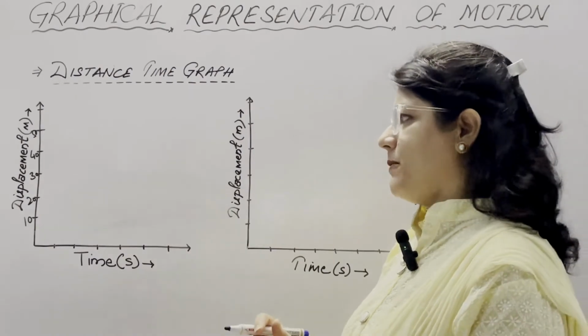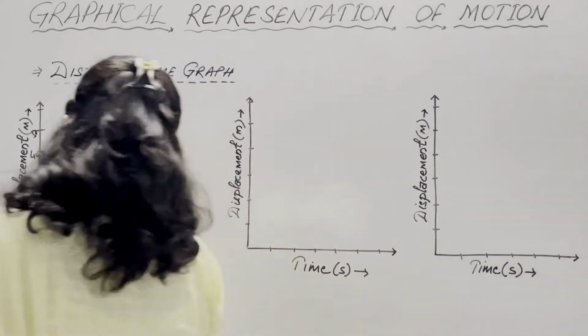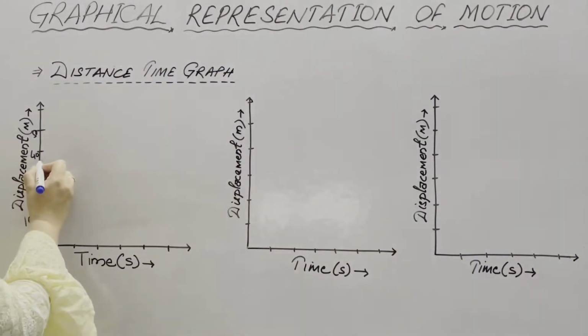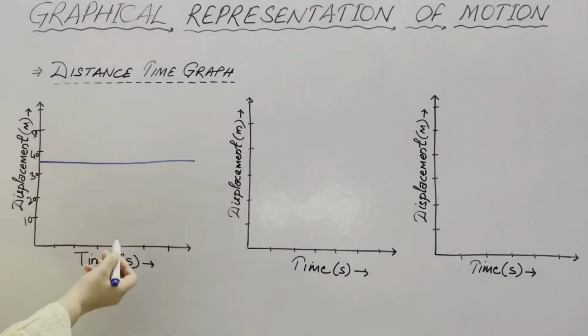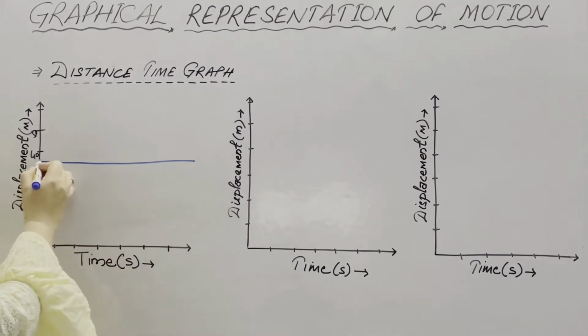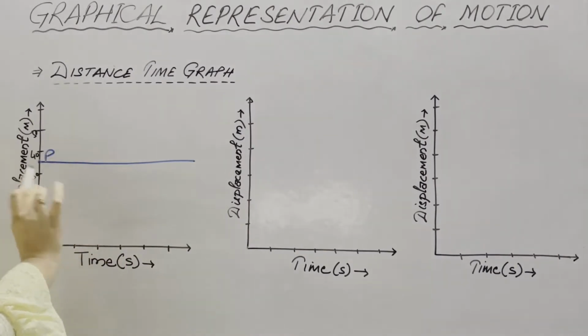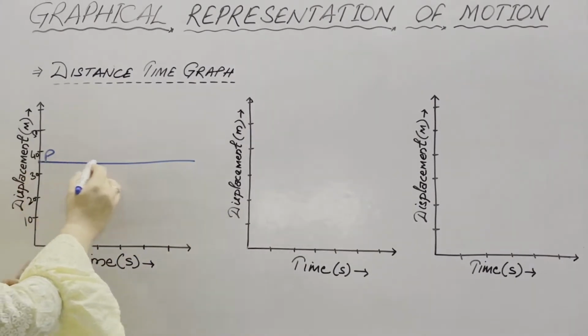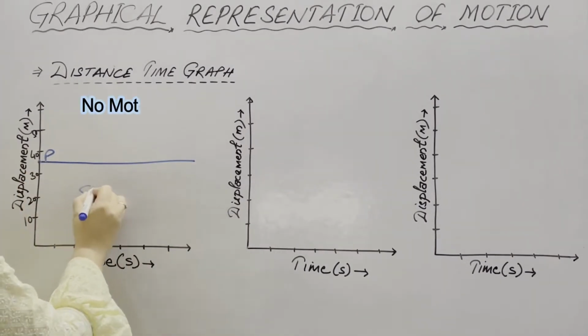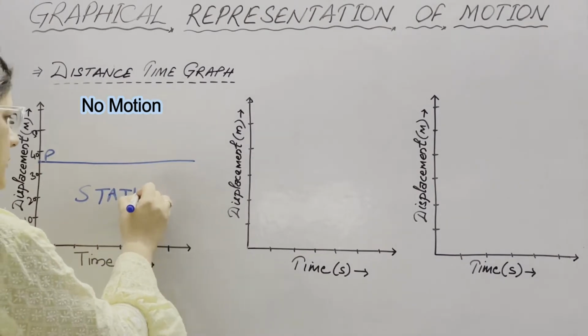For a stationary object, the distance time graph can be drawn like this. It is parallel to the x-axis. This point P represents the motion of the object as the time is increasing, but the position of the object remains the same. So this is the graph for a stationary object.